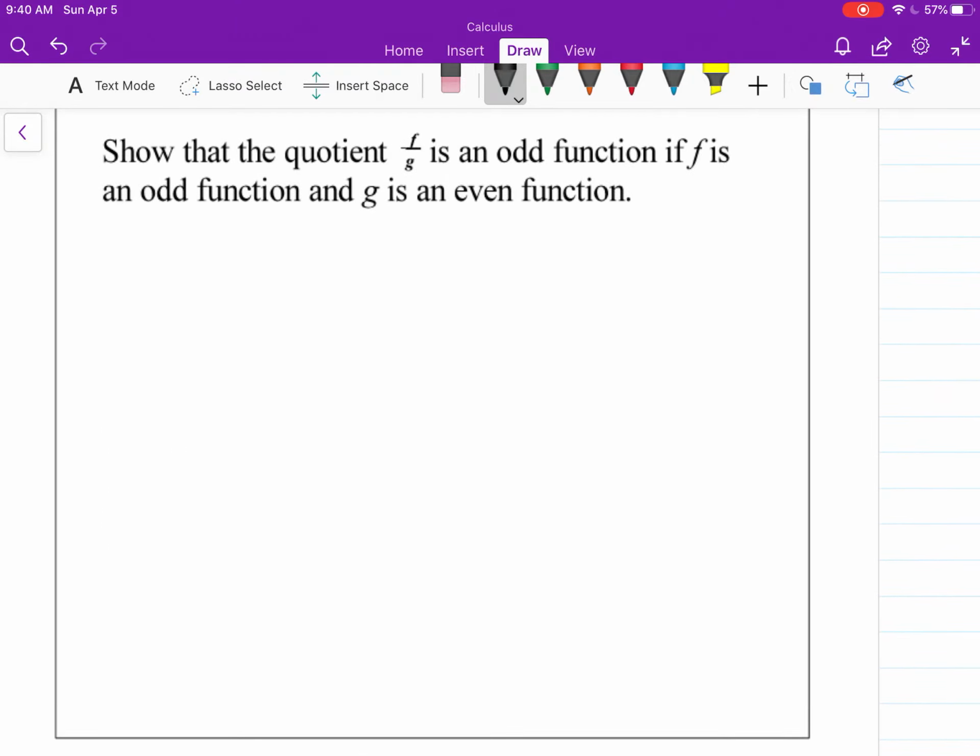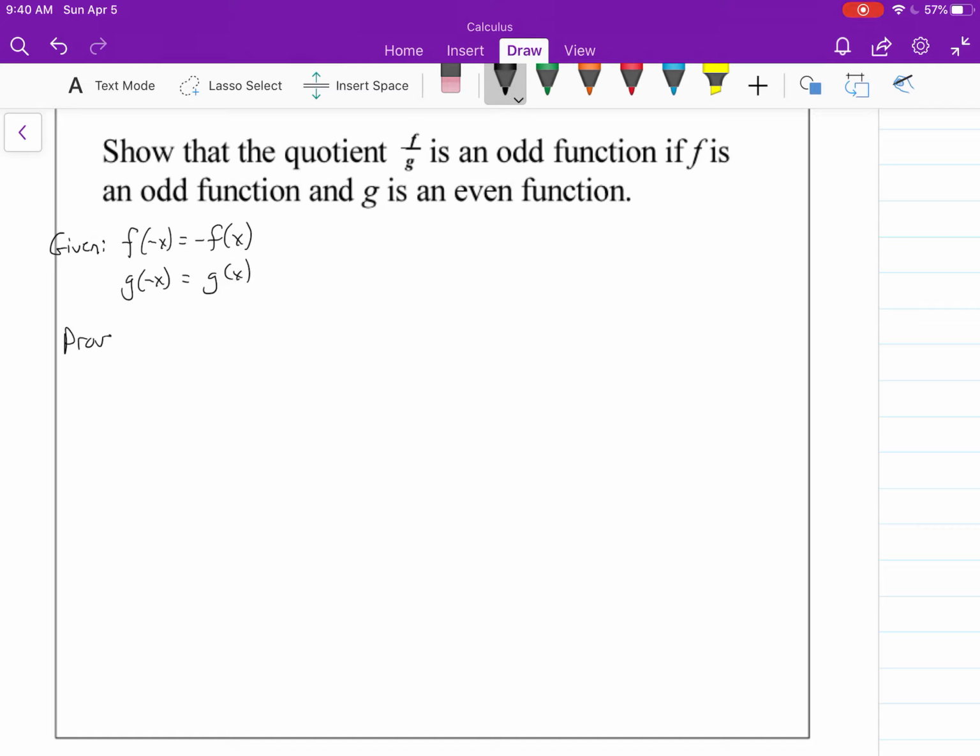And now looking at this one, show that the quotient, f over g, is an odd function if f is odd and g is even. All right, so f is odd, so f of negative x equals negative f of x. That's our definition of odd. Again, this is our given information. And g is even, so g of negative x simply equals g of x.